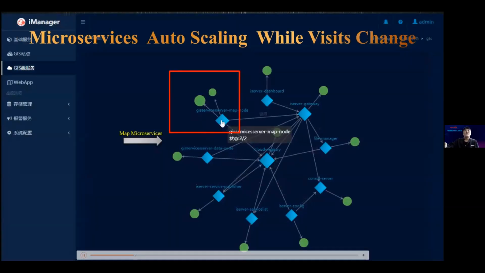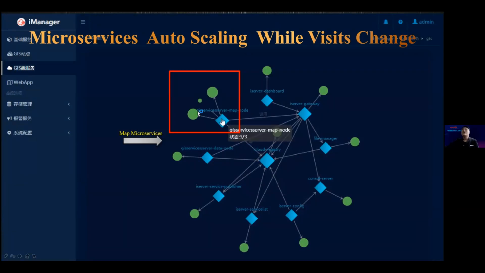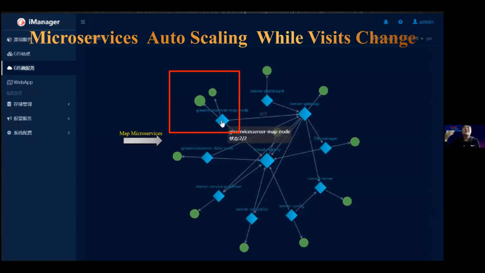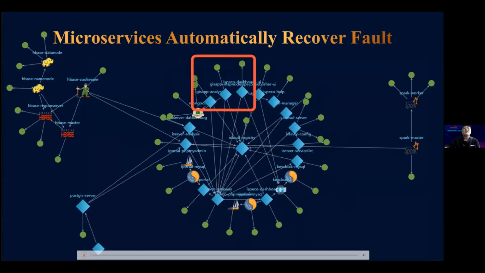This is one example about auto-scaling while requests change. At first there are only 1 or 2 nodes, and if the requests come in a lot, the concurrency rises a lot. So we can easily add one node in this part to handle more requests. And this one shows the fault recovery, such as when one of the nodes has a problem, we can automatically remove it and use another node to replace it.